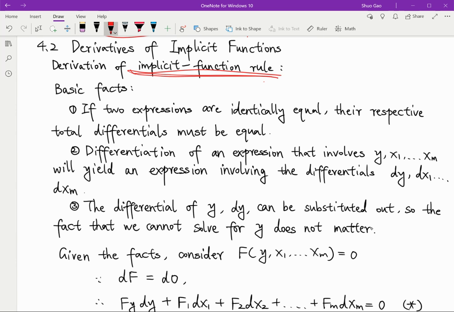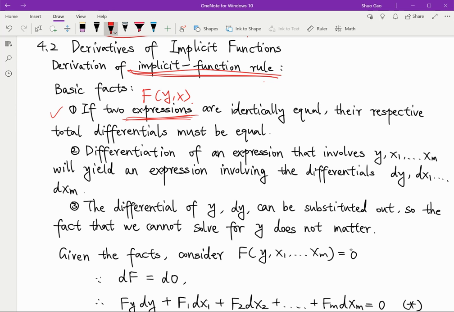Okay, so before we derive the implicit function rule, there are 3 facts that need to be satisfied, the 3 basic facts. So first, very easy to understand, if 2 expressions, and here we use expressions, not functions, to denote the relationship between x and y. The expression means the big F of y and x, so we call this an expression, or an equation involving y and x.